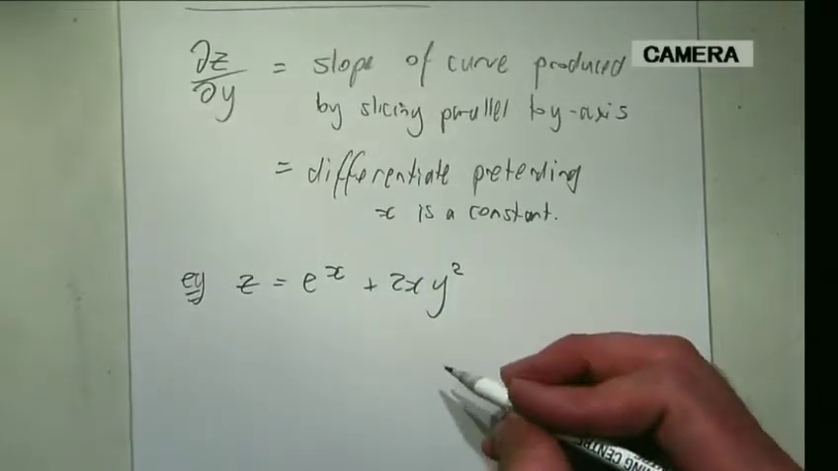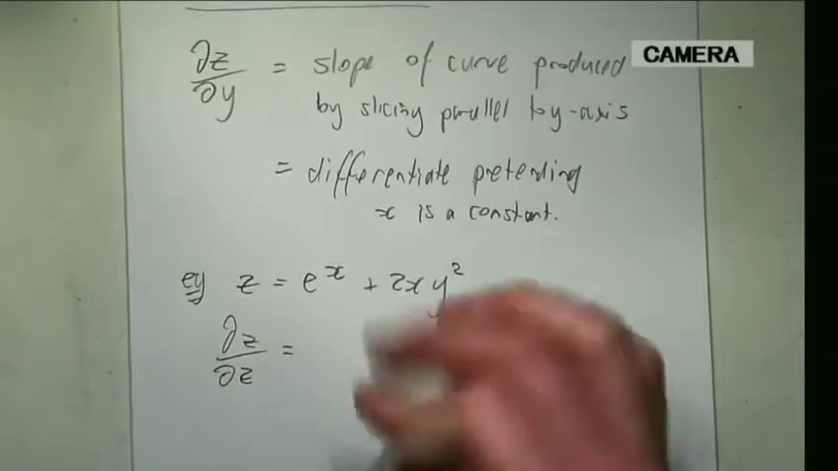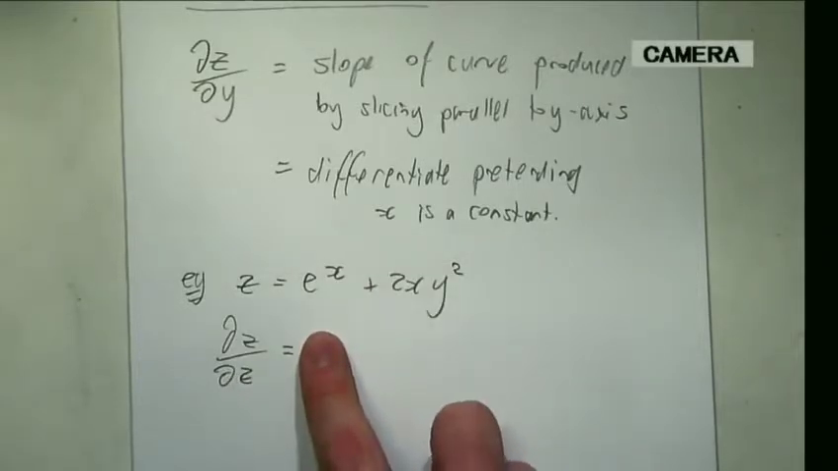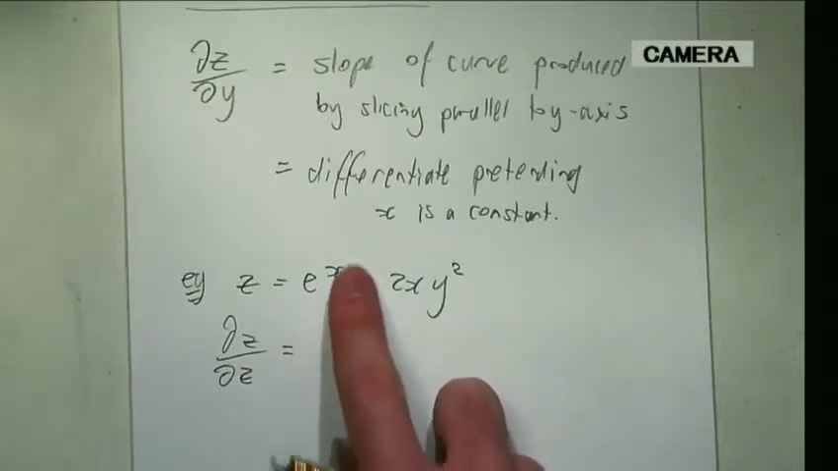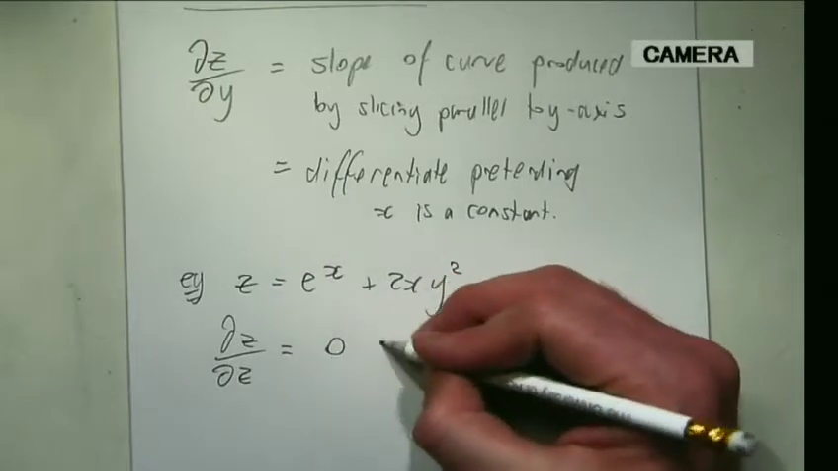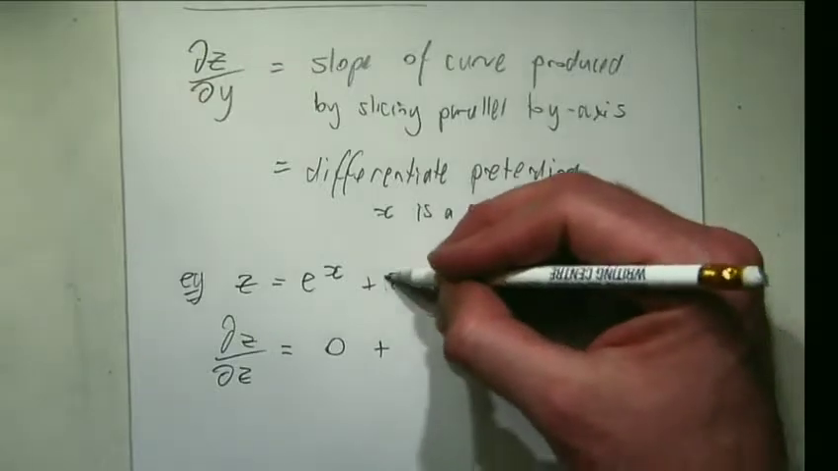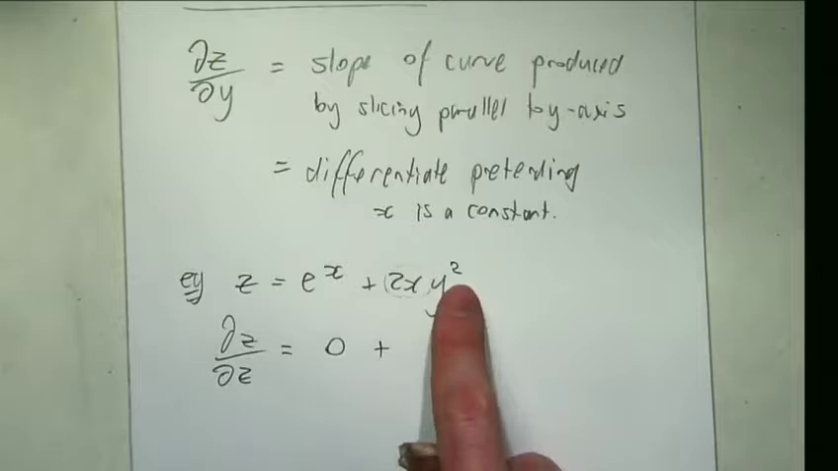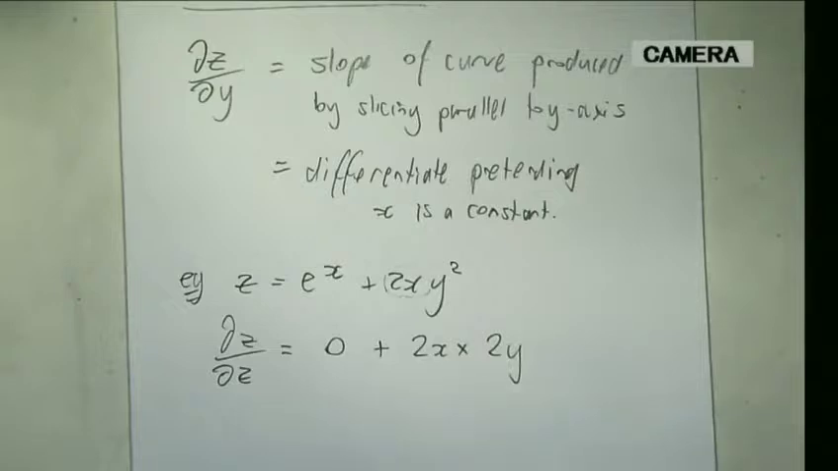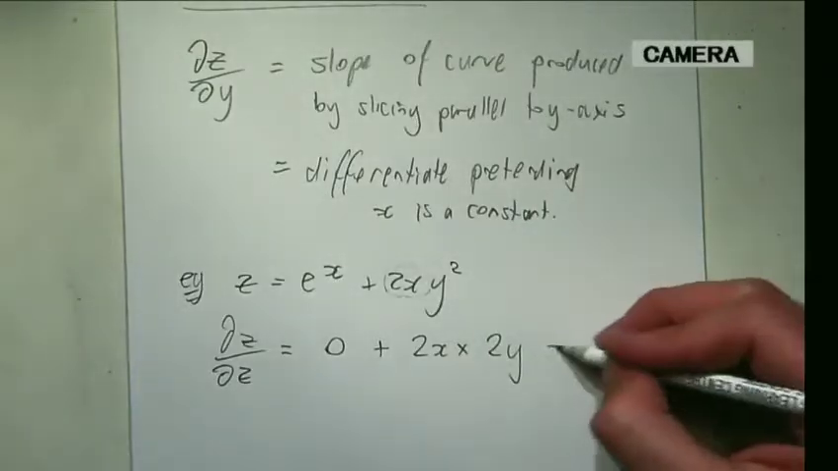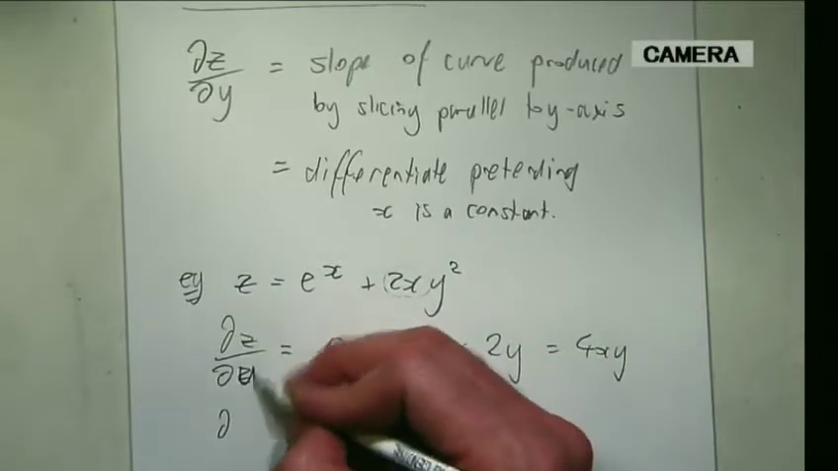you can go, all right, well, dz on dx is, so we pretend y is a constant, right? Anything that doesn't involve an x is a constant. So e to the x is still constant, and so the derivative of a constant is 0. Anything that's a constant multiplied will stay there when I differentiate, so that will still be there afterwards because it's being multiplied onto the y. And the derivative of y squared is 2y. So that's 4xy.